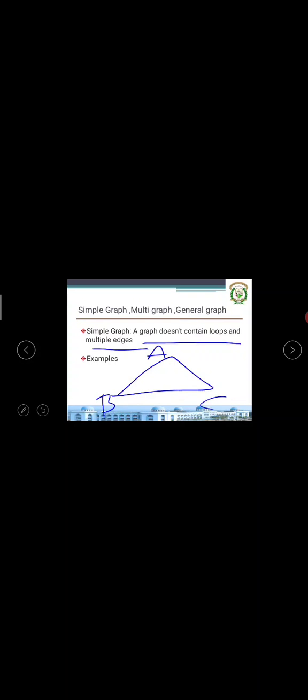Another one is the loop-free graph. It shouldn't contain any loops. The general graph means a graph which contains multiple edges or loops or both. That is called a general graph. Try to understand the concept. A simple graph is entirely opposite of a general graph. A simple graph is a graph that doesn't contain loops or multiple edges. A general graph is entirely different: it may or may not contain loops, it may contain multiple edges, or both. A graph which contains multiple edges or loops or both is called a general graph.